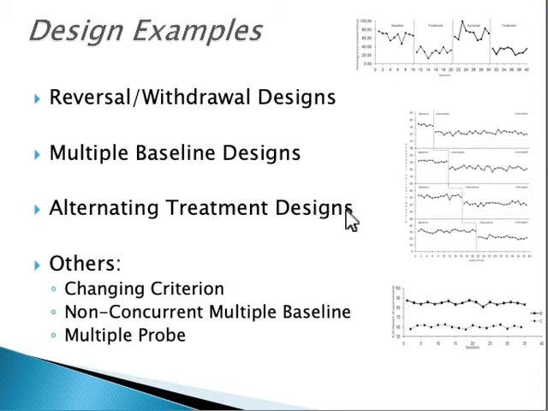And then the last one that we're going to look at is the alternating treatments design, where treatment 1 is looking down here, and then treatment 2 is up here. And so we can see that this treatment, if more is better, then this treatment was better. Although if this was disruptive behavior, we would actually want to see it go down. So then this treatment would be better.